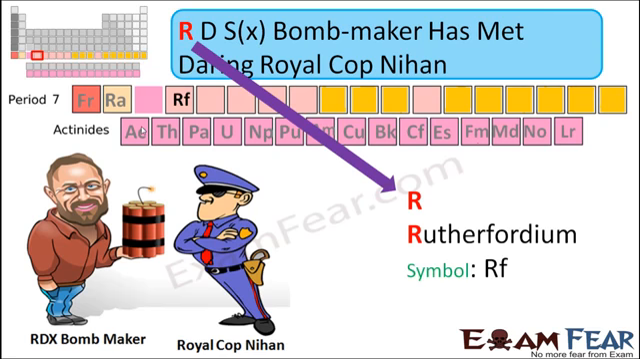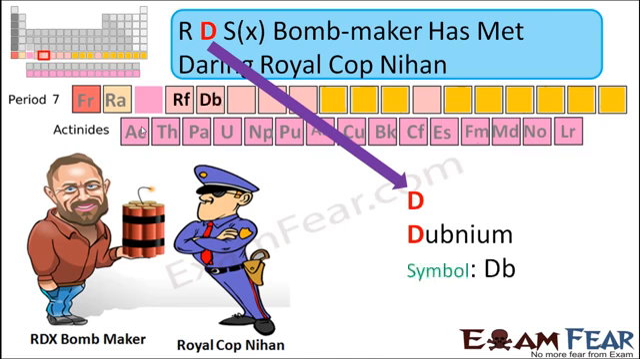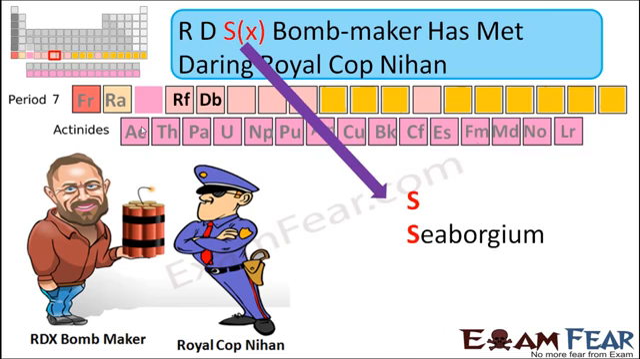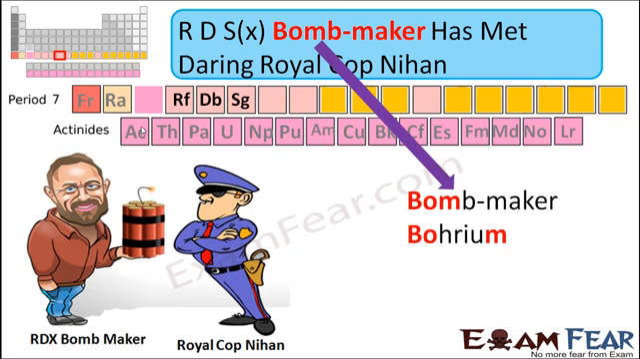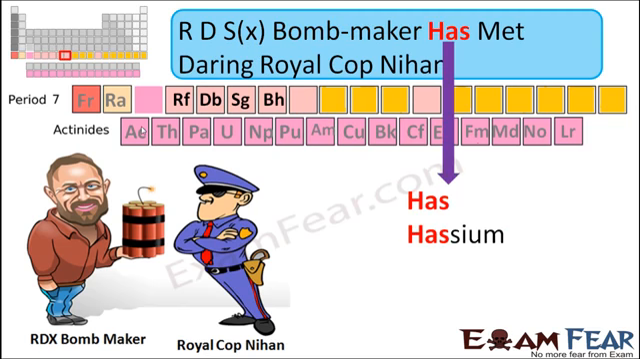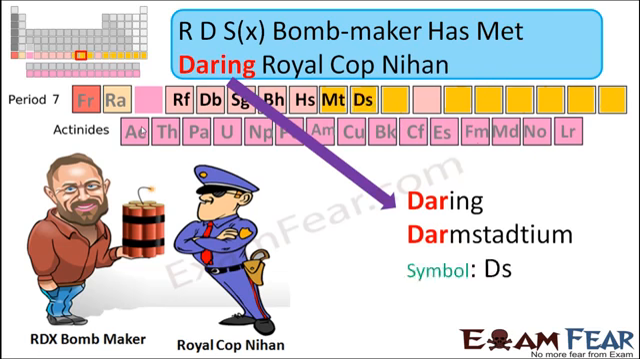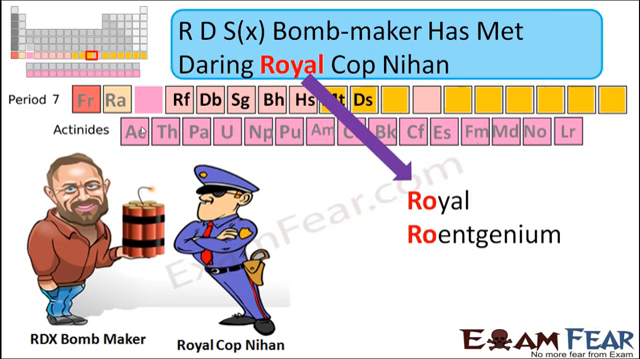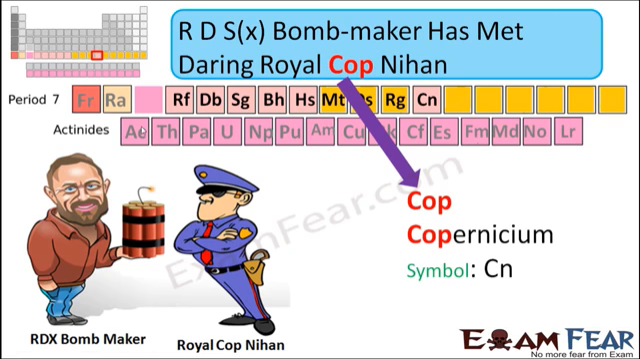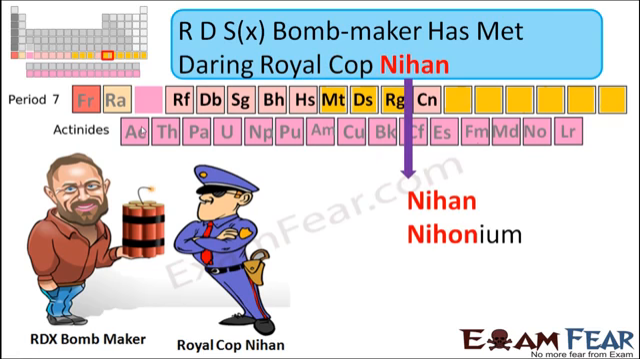Here R reminds of rutherfordium with symbol Rf, D for dubnium with symbol Db, S for seaborgium, bomb maker reminds of bohrium, has for hassium, met for meitnerium, daring for darmstadtium, royal for roentgenium, cop for copernicium, and Nihan for nihonium.